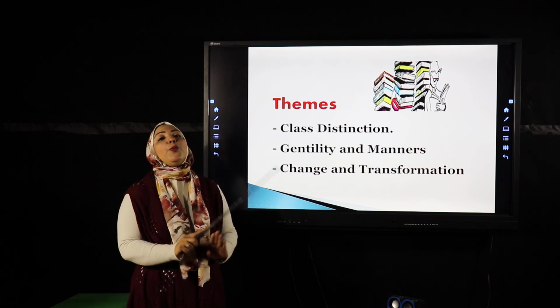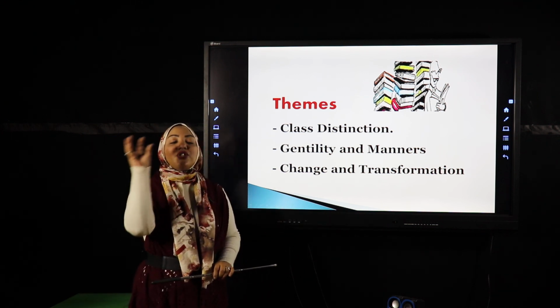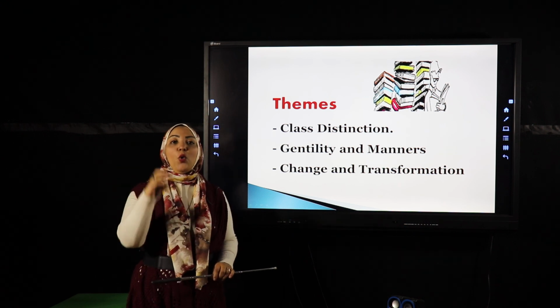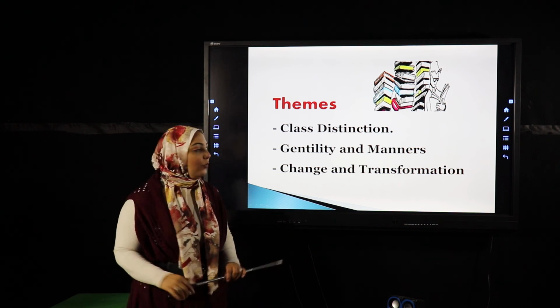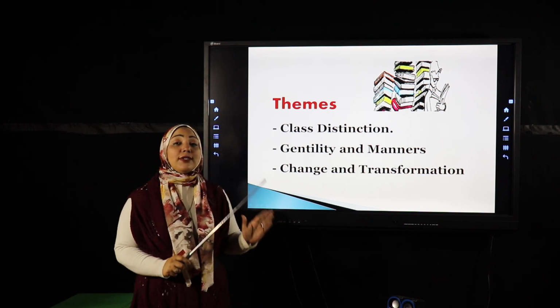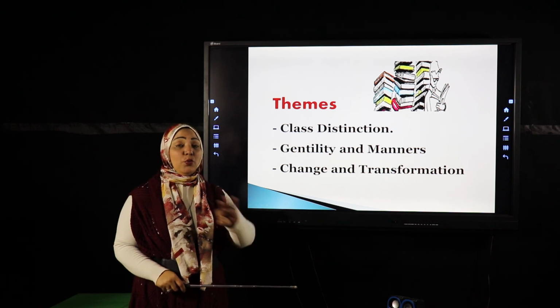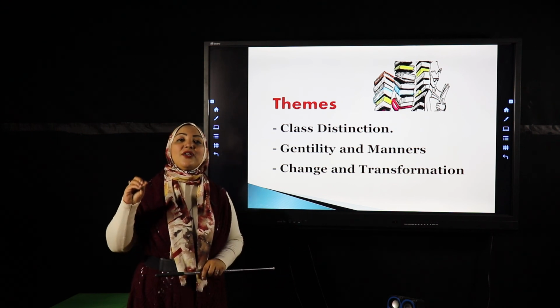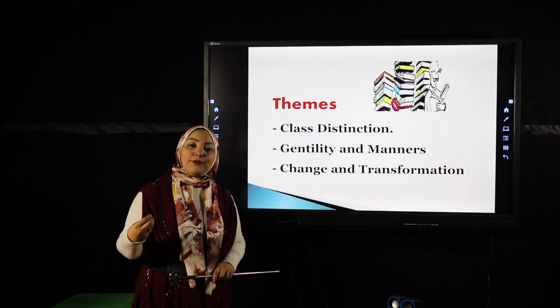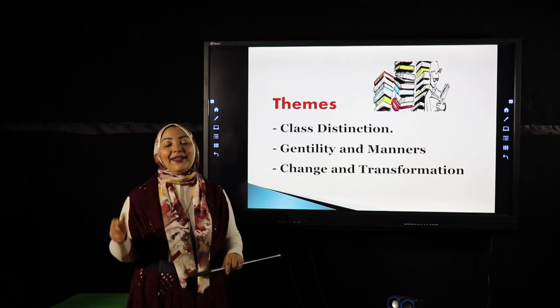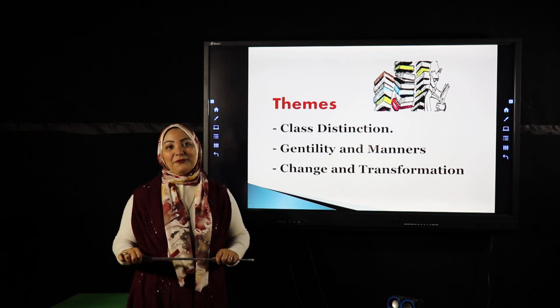Finally, the main important theme that the whole play is rotating around, which is change and transformation. In Act 3, it was very highlighted when Eliza showed her beginning of a change and transformation when she acted like a lady. This is the end of Act 3.